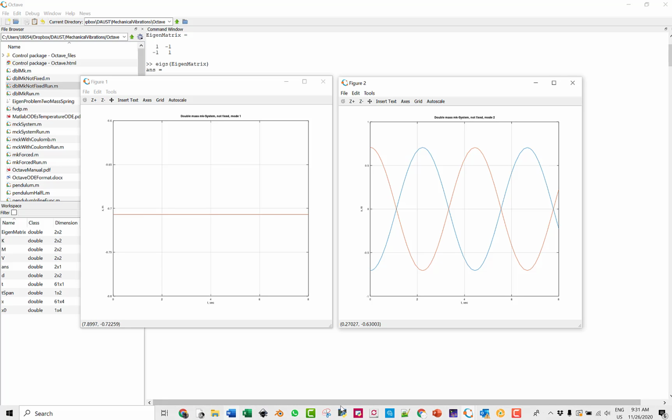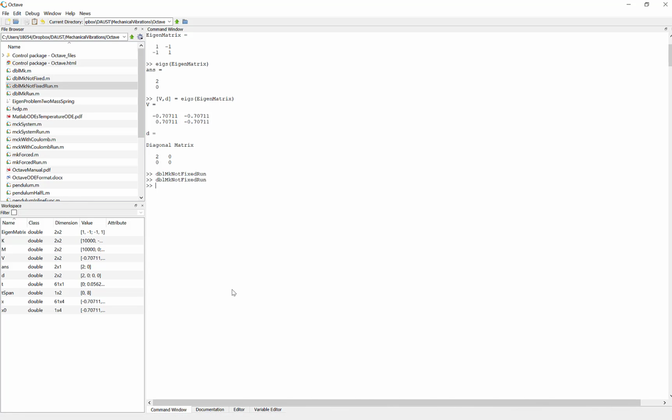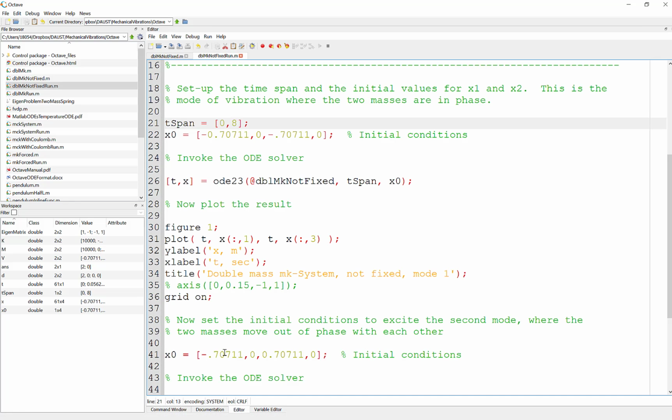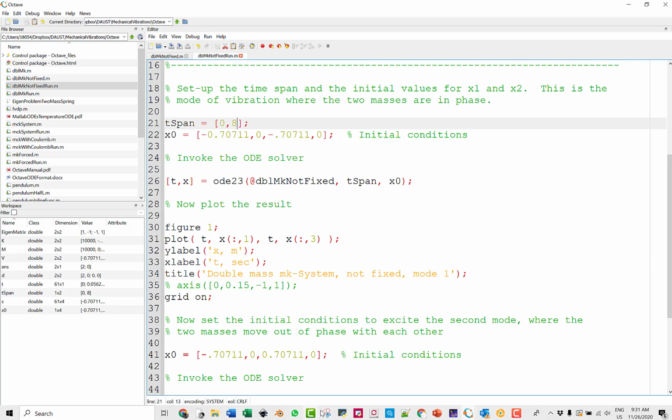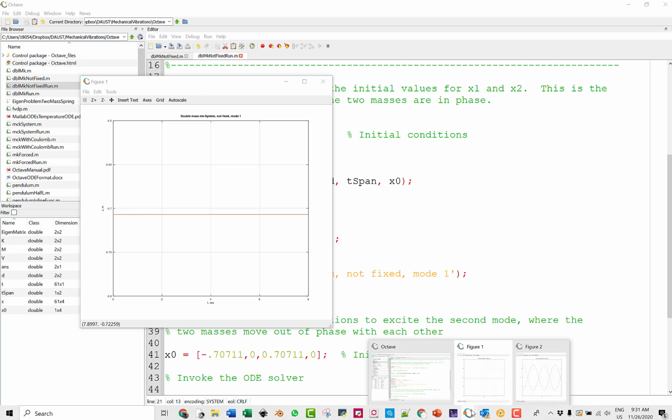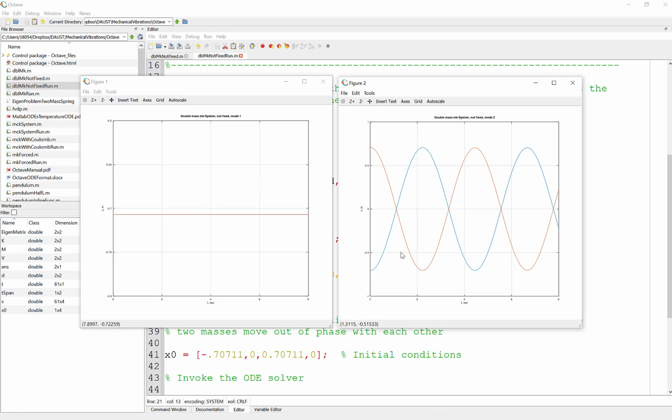Okay. Now what we've done here is we pull the masses apart. I believe that what I did, let's go back and look at my DBL run editor. So I went negative on the first mass and positive on the second mass. So if we look at that, let me get that back up again. Figure 1. We need figure 2. Negative on the first mass. So the blue curve is the first mass, and I pulled it down to negative 0.707. And the red curve is the second mass. I have pulled it to the right, which is positive 0.707.